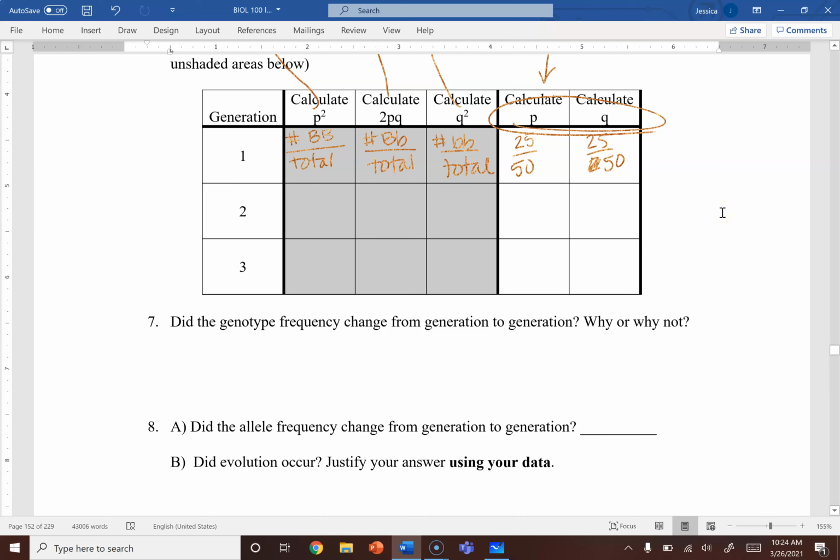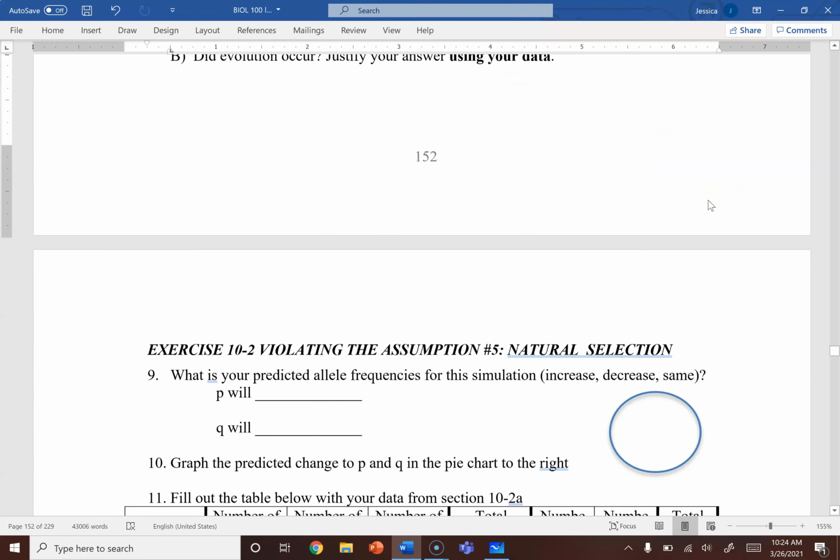Now, if they fluctuate between 1 and 2 and then 2 and 3, that is a change. Even if in one generation by chance they happen to not change. If they change though, evolution did occur.